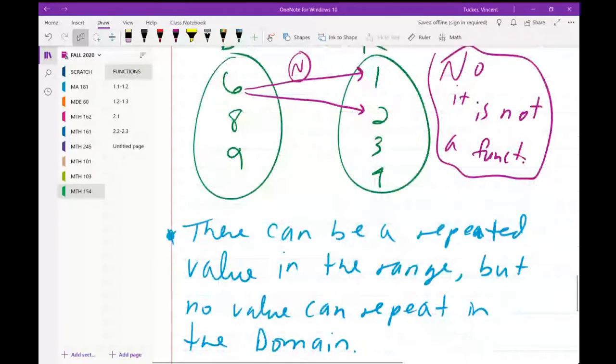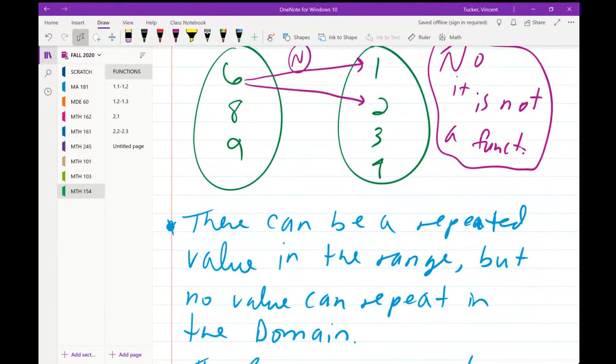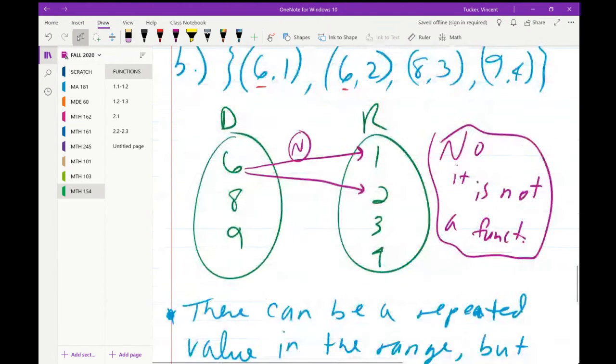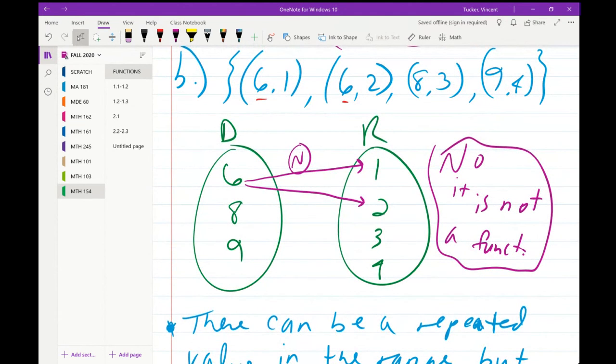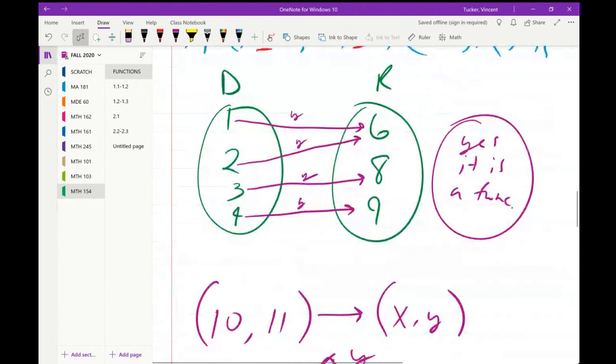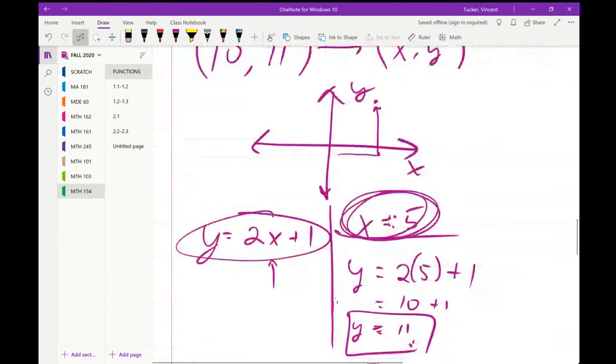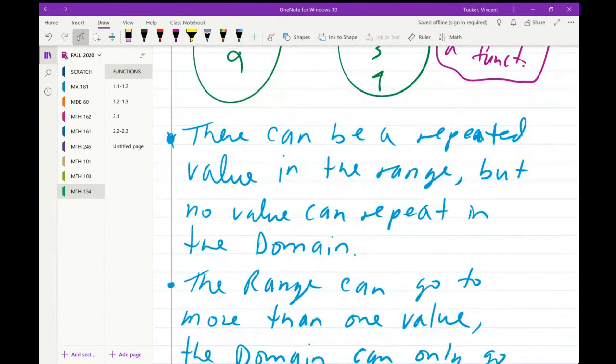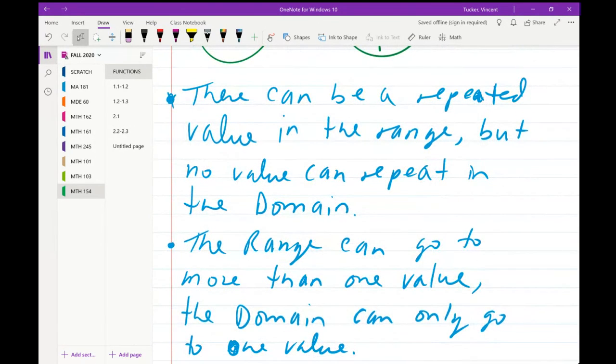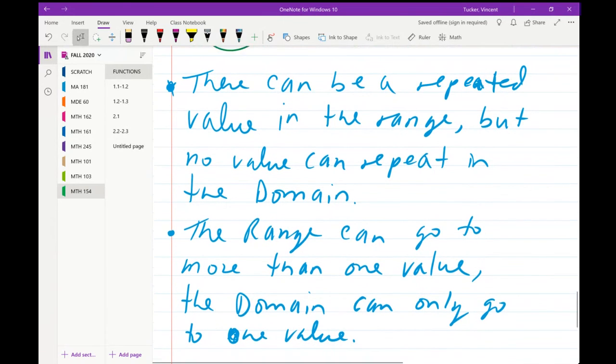So just general statements about functions. There can be a repeated value in the range, but no value can repeat in the domain. If you look at our listing, notice we have two 6s in a domain that ended up not being a function. But when we go back to our first one, we had our two 6s in our range, and that was a function. So there can be a repeated value in the range, but no value can repeat in the domain if you want it to be a function. And then the range can go to more than one value, but the domain can only go to one value.